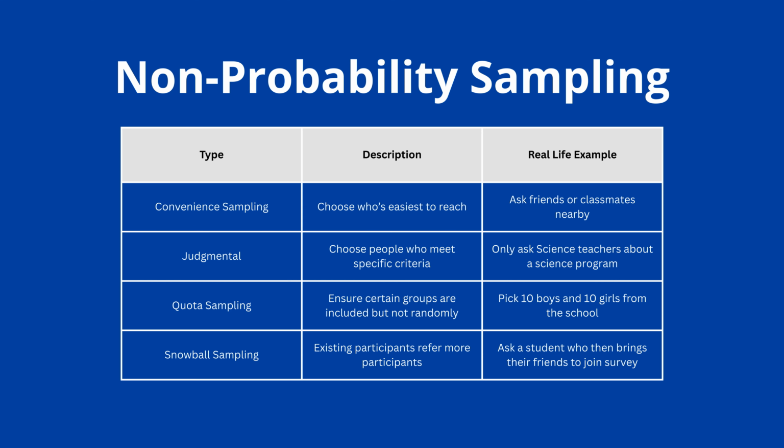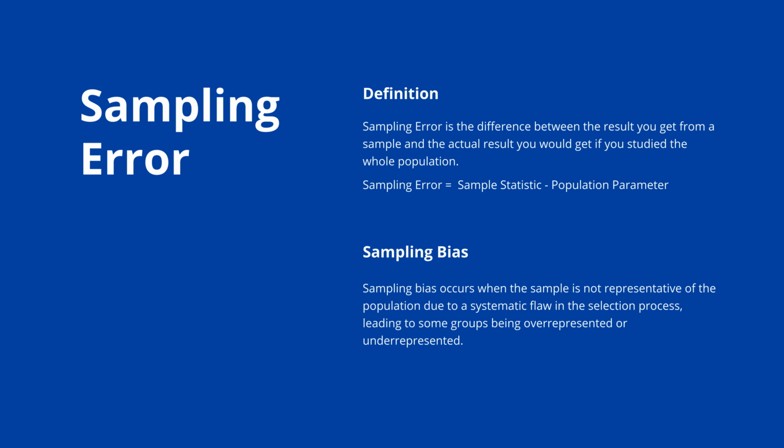Now, let's see what is a sampling error. So, you want to know everyone's favorite color in your school, but instead of asking all 1,000 students, you ask only 10. Now, let's say in your survey, most students say blue, but if you ask the entire school, you find green is actually more popular. That's the difference between your sample result and the real population result. That's called a sampling error.